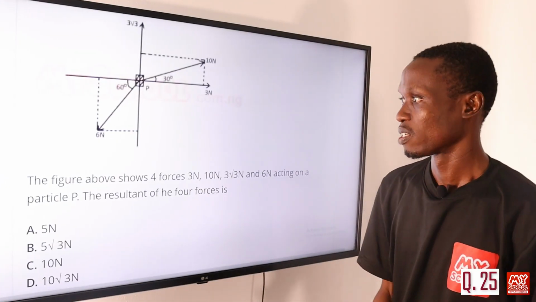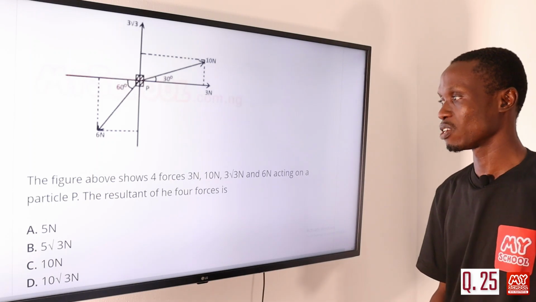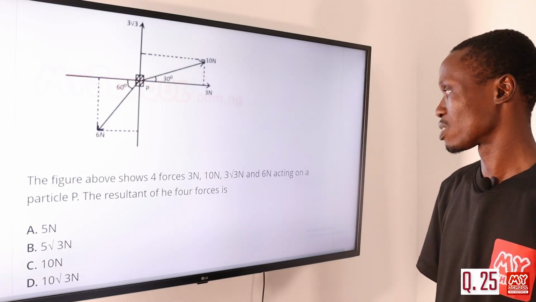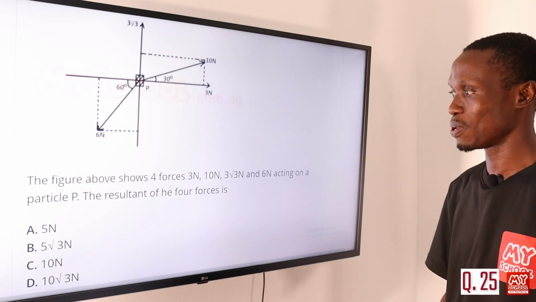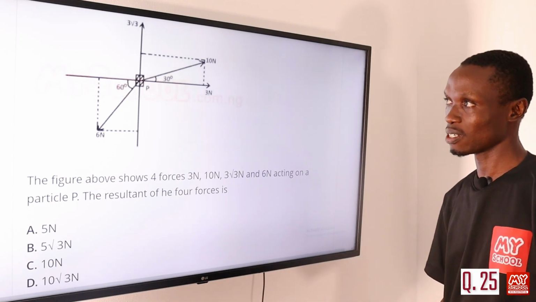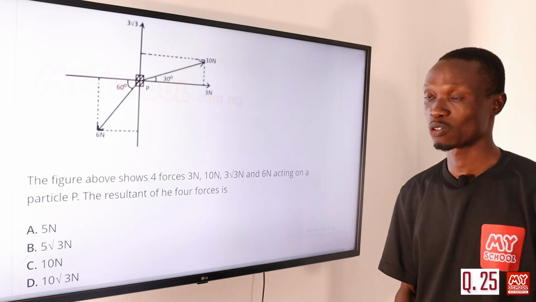Question 25. The figure above shows 4 forces, 3 Newton, 10 Newton, 3 root 3 Newton, and 6 Newton acting on a particle P. The resultant of the 4 forces is, so let's move over to the board to solve for the resultant of the 4 forces.